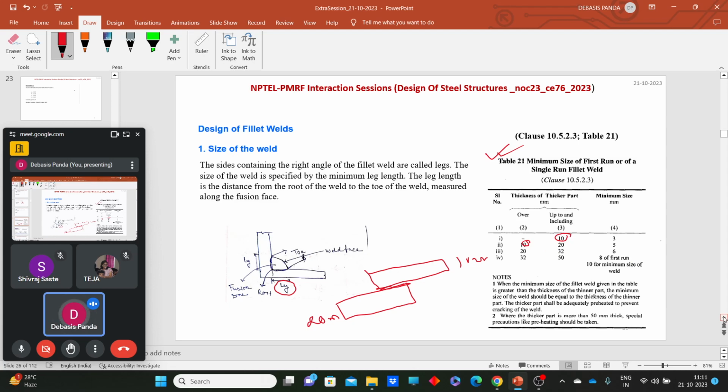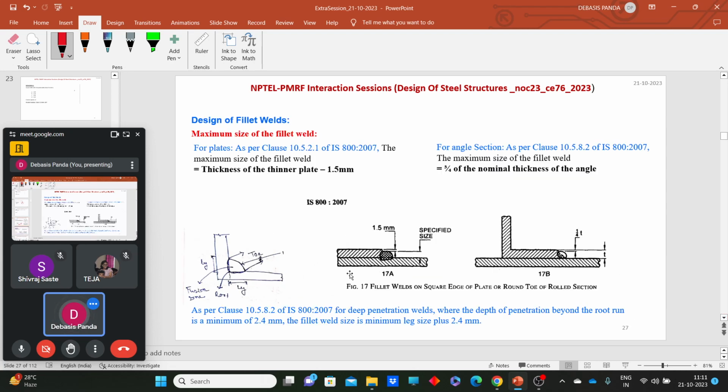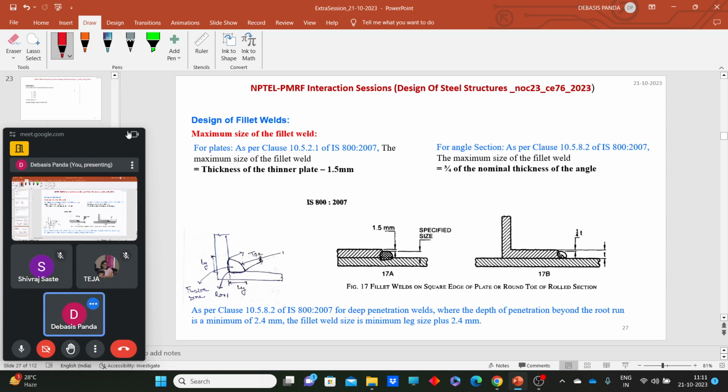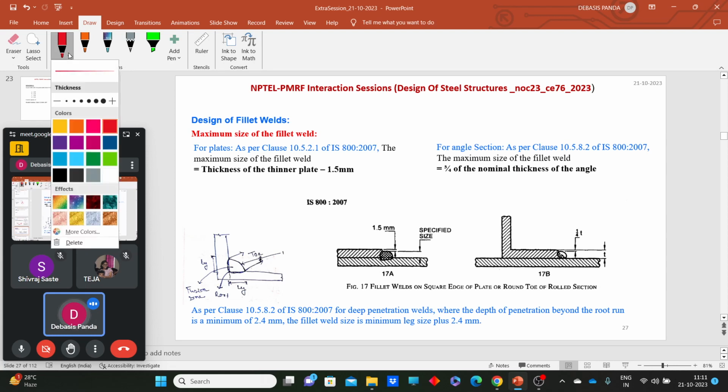So code says we have two conditions: plate to plate connection and plate to angle connection. For plate to plate connections, we have discussed these things. The maximum size of the weld depends on the thickness of the thinner plate, but the minimum size of the weld depends on the thickness of the thicker plate.